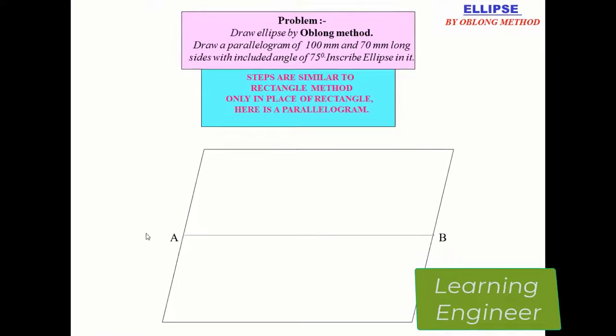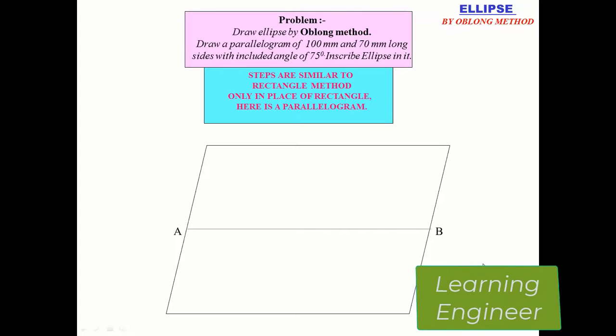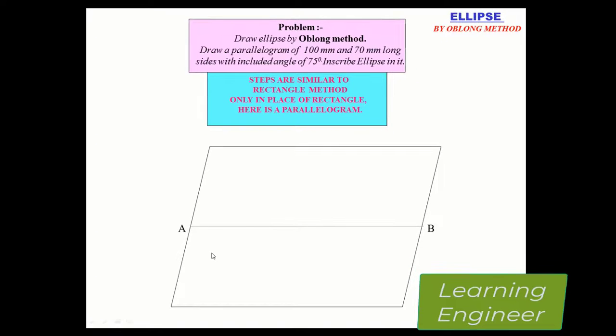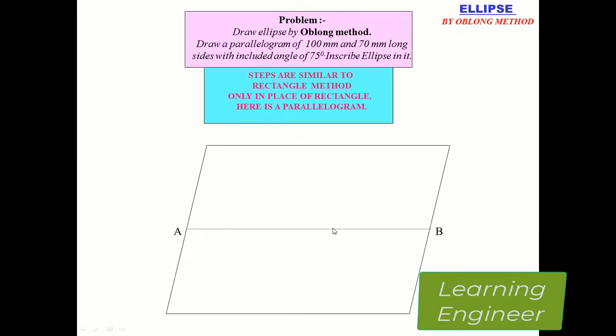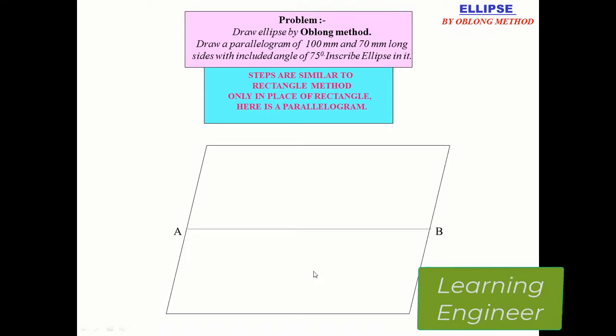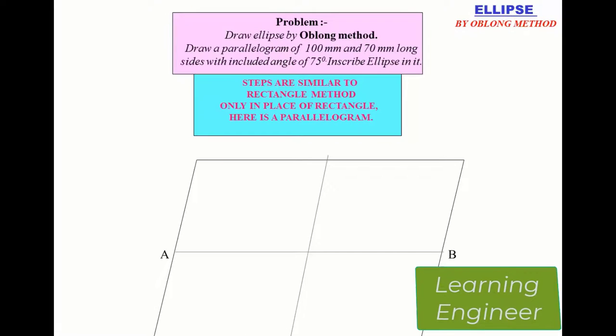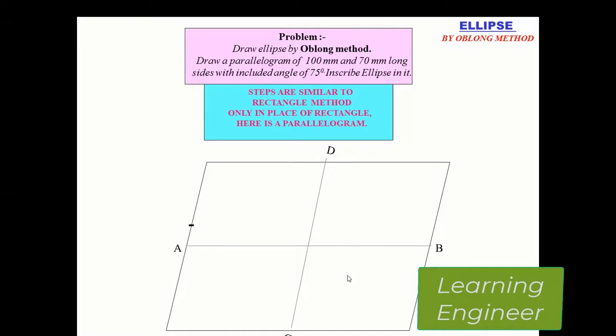Now we will divide this parallelogram into two equal parts. Divide this 70 mm into 35 and 35 mm. So we can simply divide this parallelogram into two equal parts. Then, mark 50 millimeter from here and 50 millimeter from here, and we can draw this line at a distance of 50 millimeter and 50 millimeter from here, and give the naming A, B, C, D.